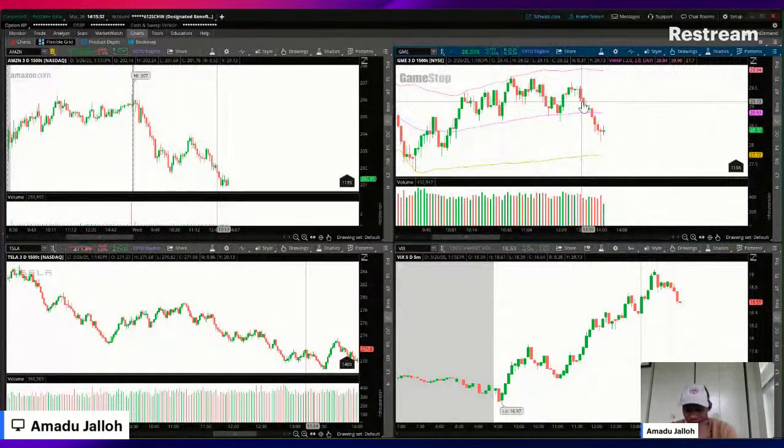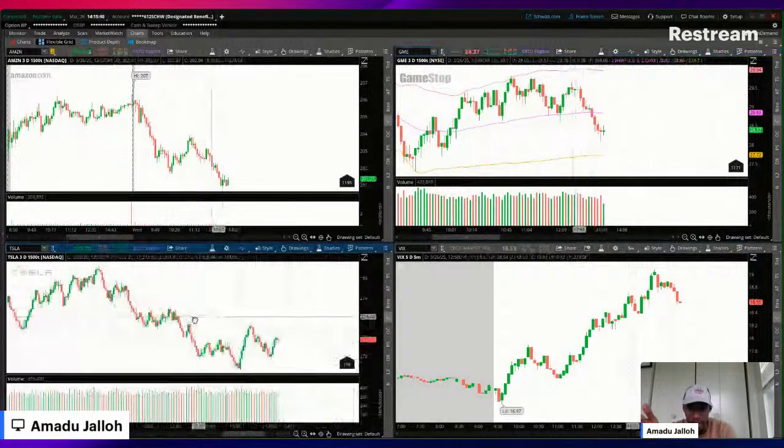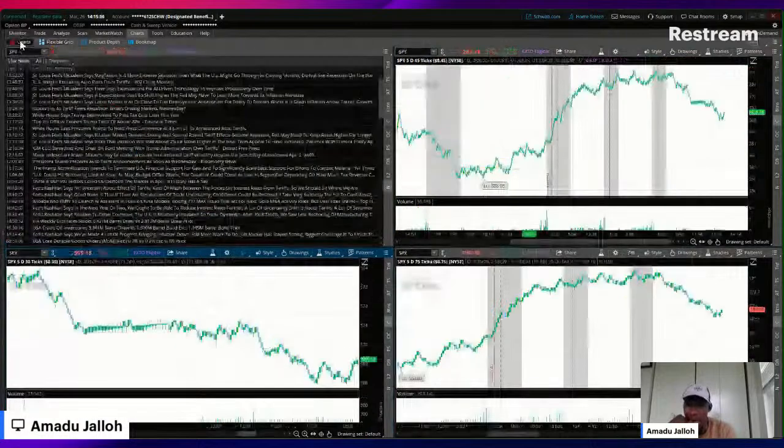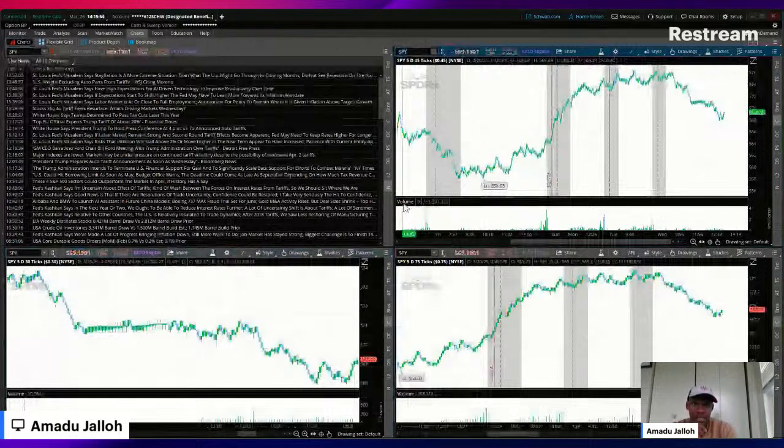Okay, so we looked at GameStop. This is the market rundown now. GME, GameStop, did very well. Next one we're going to talk about will be NVDA. I have it somewhere here. What's the news for NVIDIA? Let's see. That's the SPY. I always like to look at the SPY.